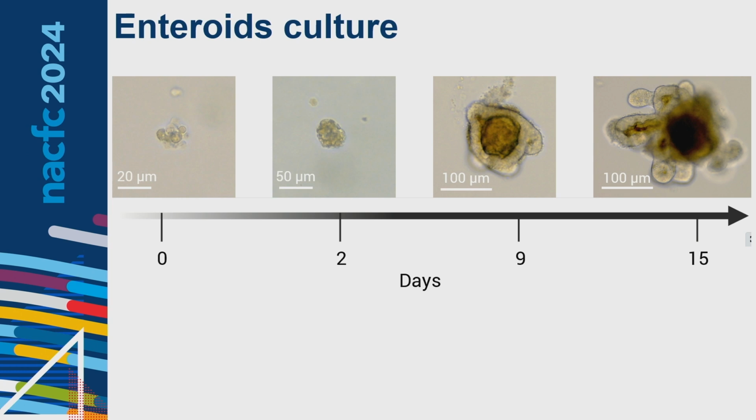At day 0, we have our crypt. After 2 days, the crypt closes and takes this spherical shape. At day 9, the enteroid is fully formed and it starts to develop these little bumps, which are the villi. And at day 15, we can see that the organoid grows in size and is more complex.